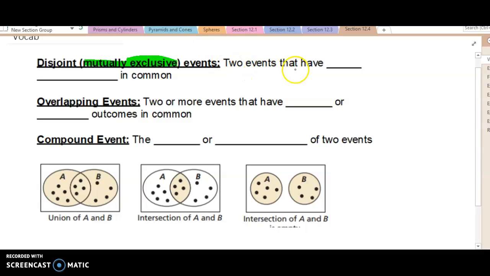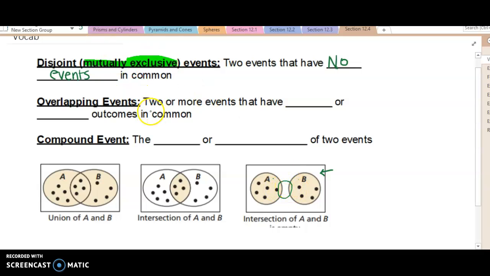They are two events that have no events in common. Okay, so if we're doing a Venn diagram, these two events, events A and B, would be mutually exclusive, or disjoint, because they don't overlap. They don't share any outcomes that have both quality A and quality B in them.